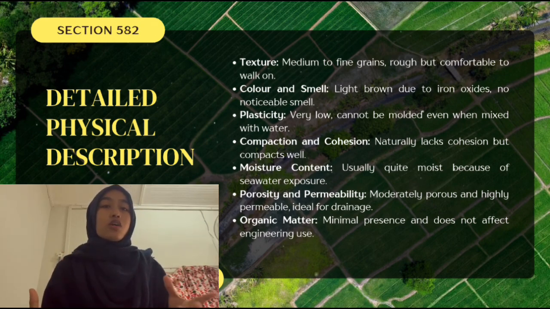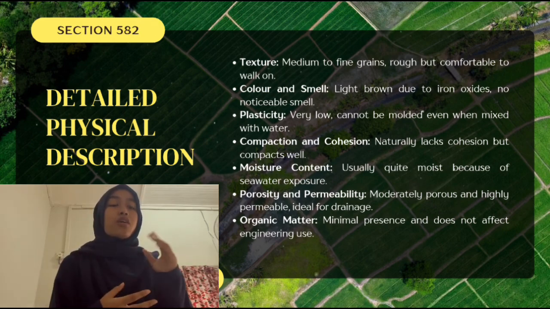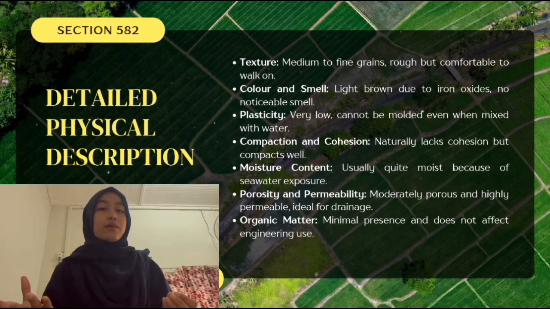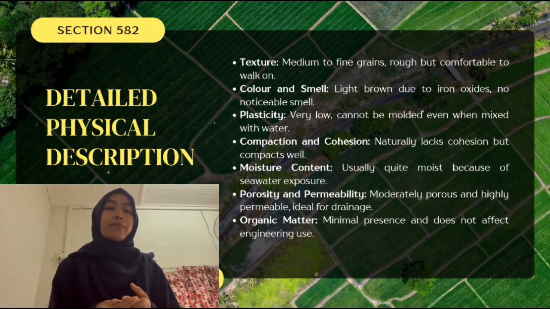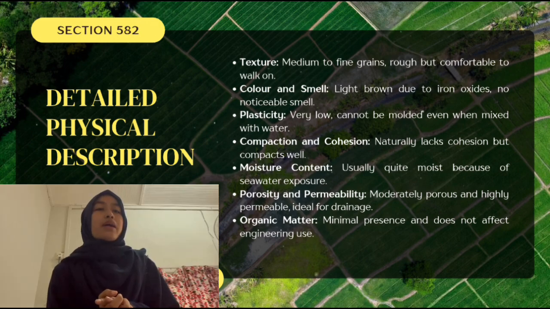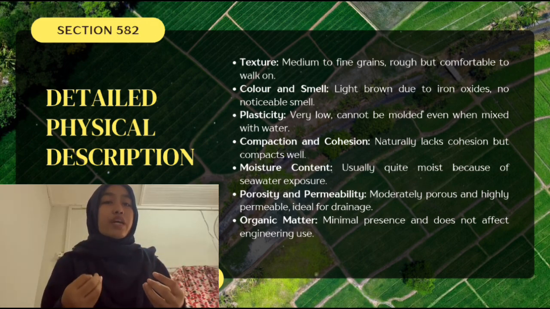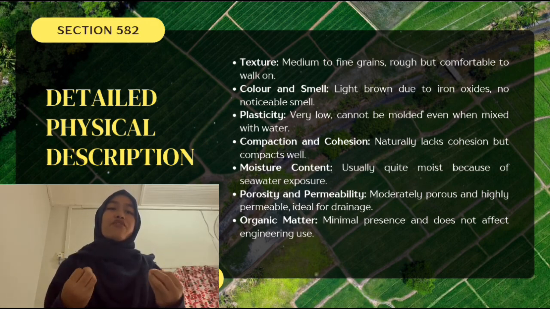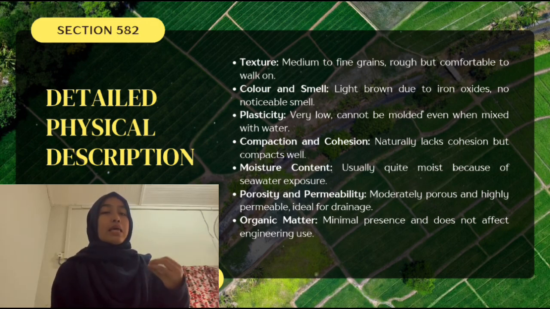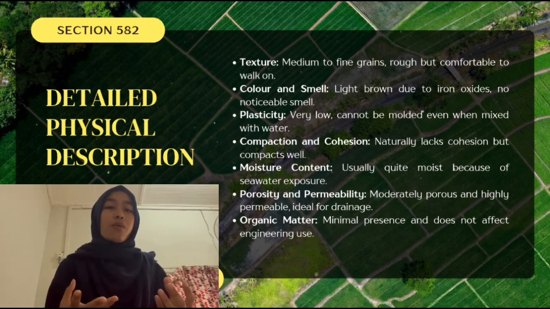The moisture content is usually high as the sand is often in contact with seawater. It is also moderately porous and highly permeable, allowing water to pass through easily. This makes it suitable for drainage layers or filter materials. Finally, the sample contains minimal organic matter, which does not affect its engineering performance.